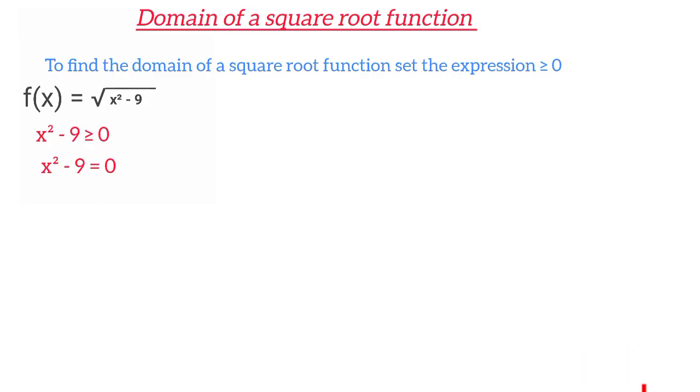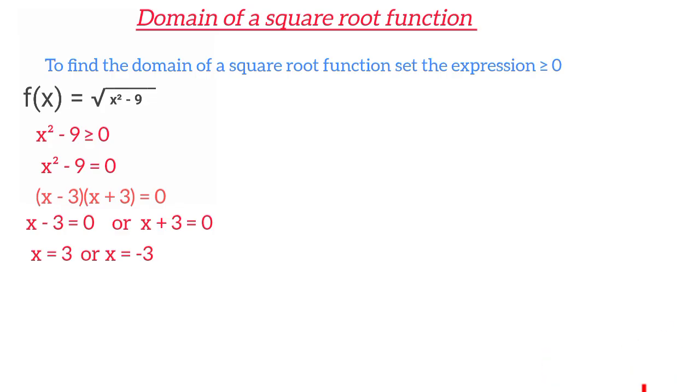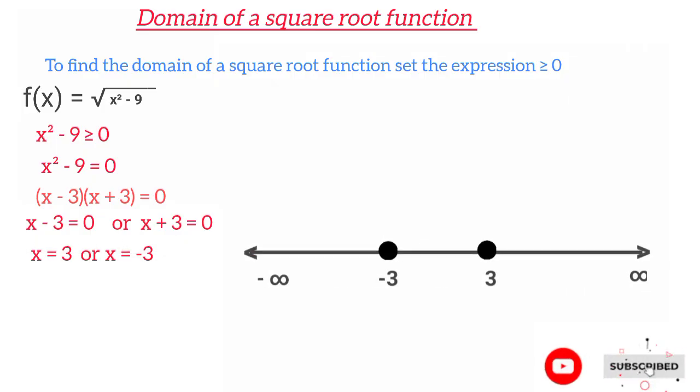By difference of two squares, this becomes x minus 3 bracket x plus 3 is equal to 0. Then we have x minus 3 is equal to 0, or x plus 3 is equal to 0. Then this becomes x is equal to 3, or x is equal to minus 3. Next, we put these values, x equal to 3 and x equal to minus 3, on a number line. We mark a closed circle at minus 3 and 3 since they are included in the domain.